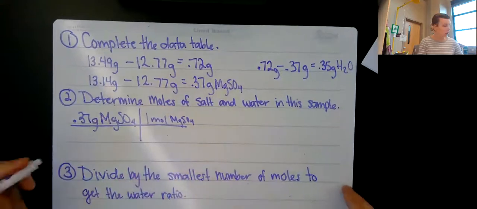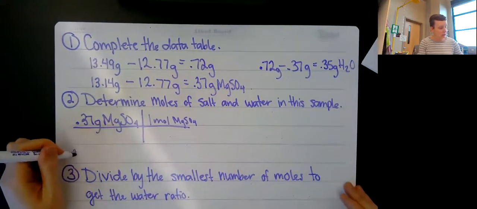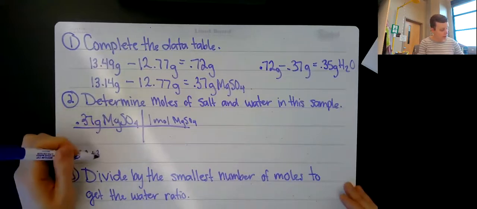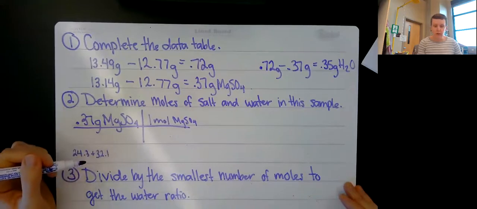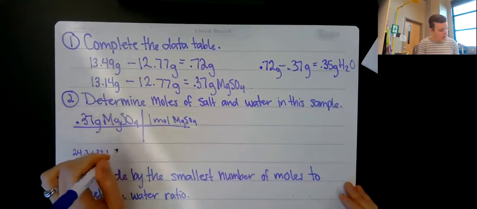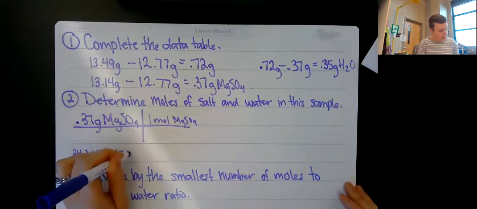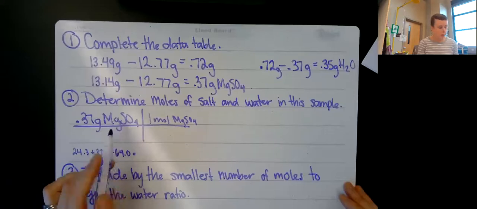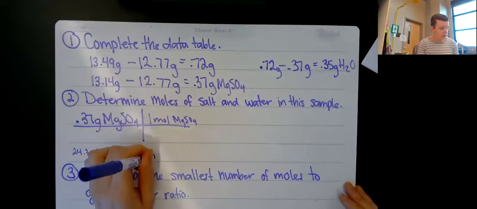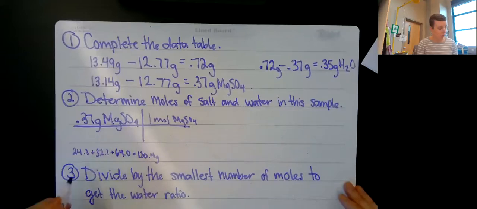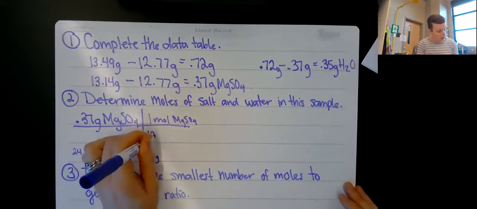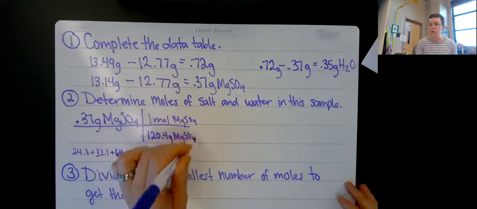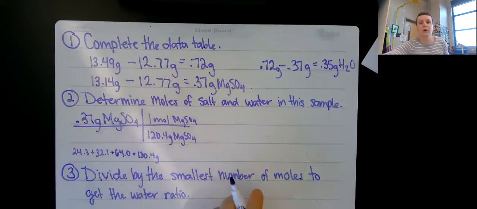So we look at our periodic table. We see magnesium is 24.3. Sulfur is 32.1. And 4 oxygens is 4 times 16, 64.0. So altogether, this salt, magnesium sulfate, weighs 120.4 grams for every mole. Okay, so that number goes down here, 120.4 grams of MgSO4 for every 1 mole of MgSO4.